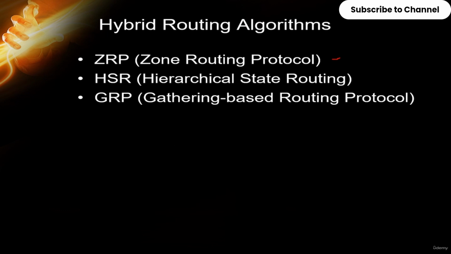Next is the hierarchical state routing protocol. In this protocol, it maintains the nodes in terms of hierarchy. In simple terms, we can say it maintains nodes in terms of clusters. So cluster by cluster, the nodes are maintained. The nodes are maintained as clusters, and multiple levels are given, and at every level operations are performed, so this is one level and this is another level.